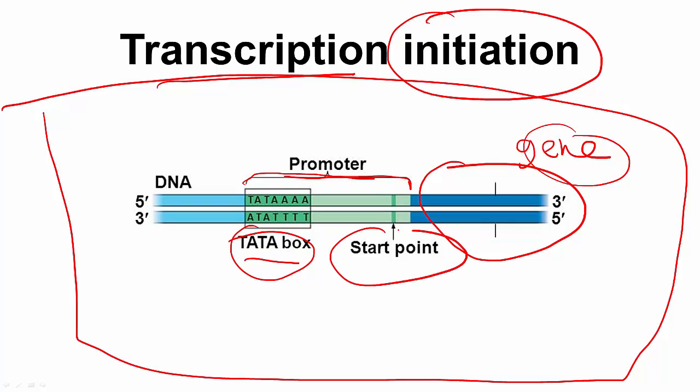The start point, which is also in the promoter sequence, indicates the exact DNA nucleotide that's going to base pair with the first RNA nucleotide.